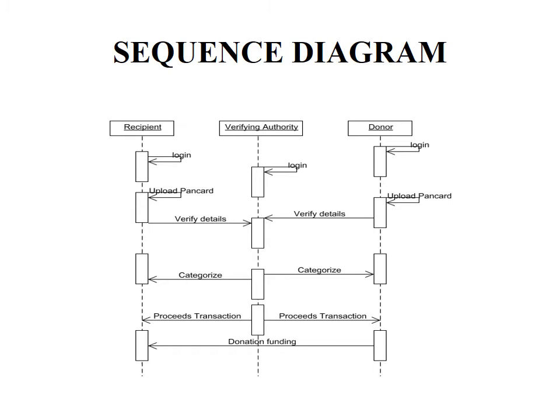Sequence diagram. The sequence diagram uses the recipient, verification authority and donor. First I will show only the login page. Login means you enter your email and your security password, which I will send to your email. Then I email the verified details, and the categorization process of the transaction means the donor function can be utilized.